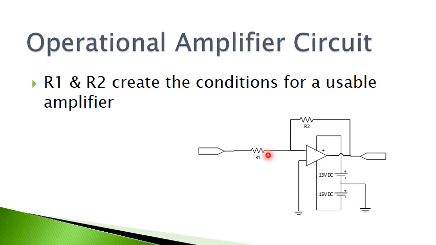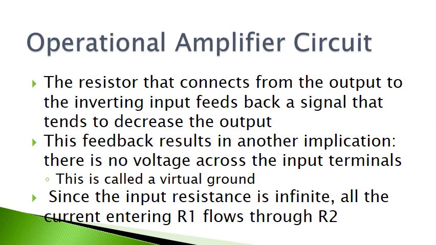Okay, so we'll feed a signal in here, and this will be at the ground potential, and then it will get amplified, and a little bit will feed back through R2. Actually, more than a little bit, a lot will feed back through R2, but we will still have an output, as you will see. So the resistor that connects the output to the inverting input feeds back a signal that tends to decrease the output. This feedback results in another implication. There is no voltage across the input terminals. This is called a virtual ground. Since the input resistance is infinite, all of the current entering R1 flows through R2.